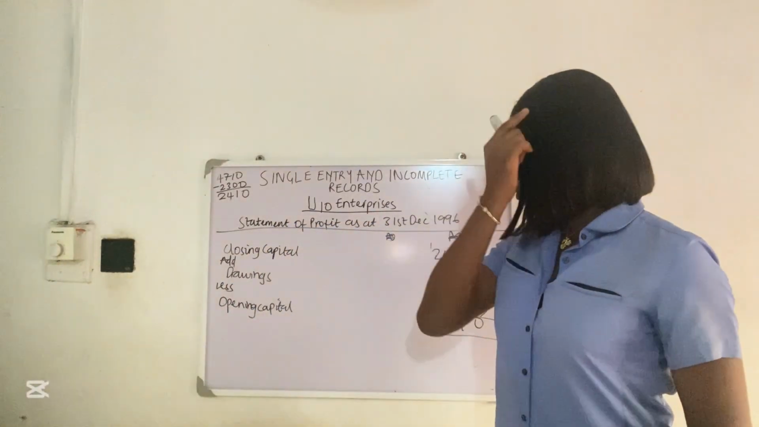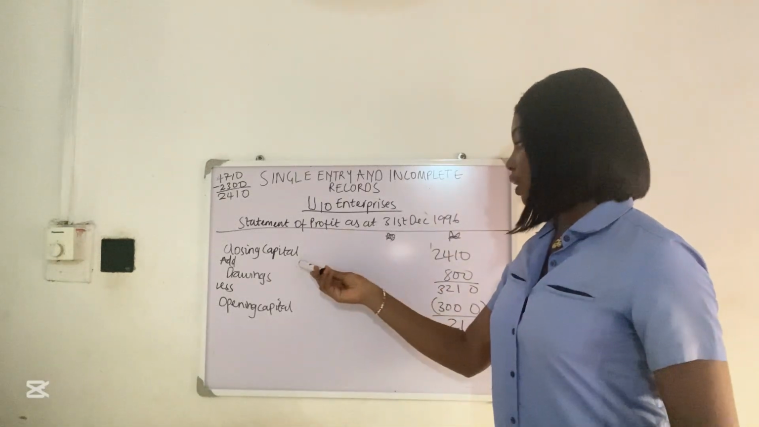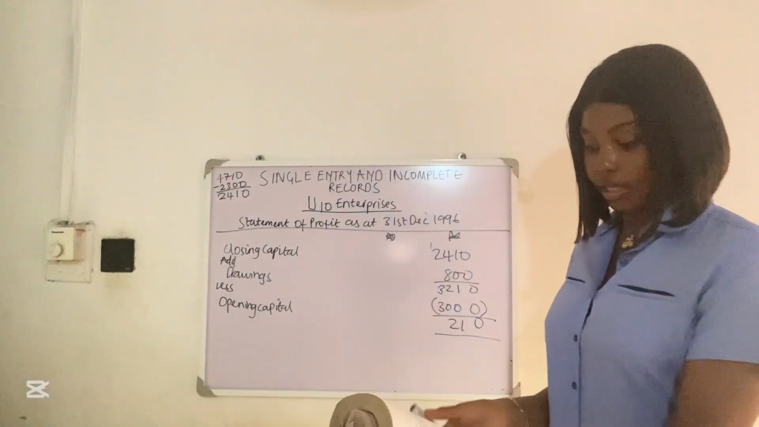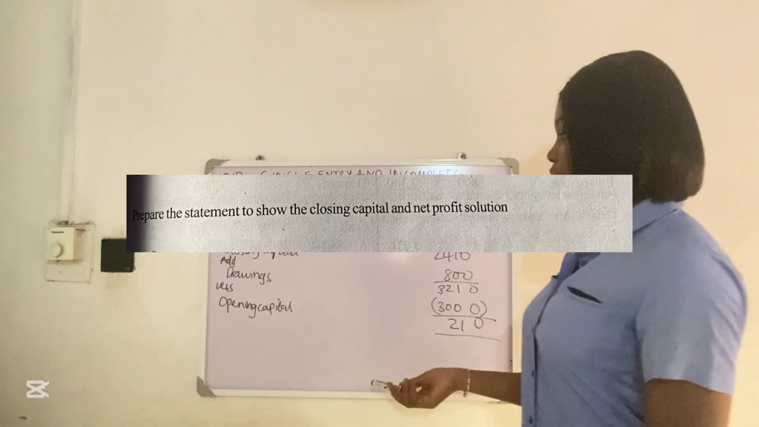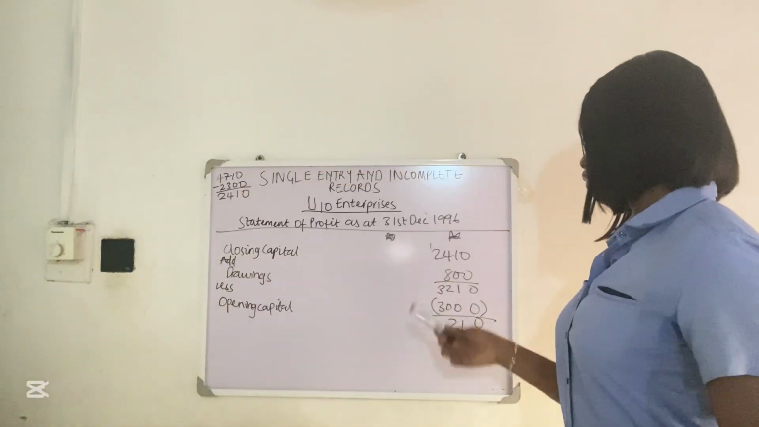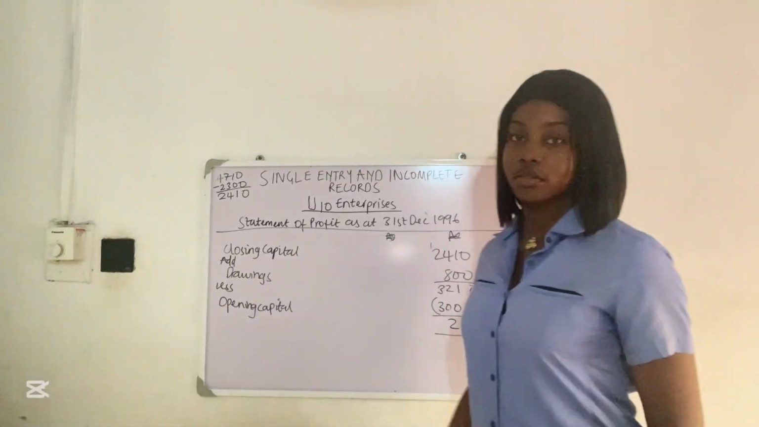So we've solved it. We've gotten our closing capital. What we were asked to do was to get our closing capital and our net profit. So this is our closing capital and this is our net profit.